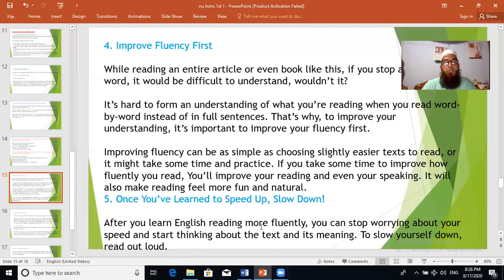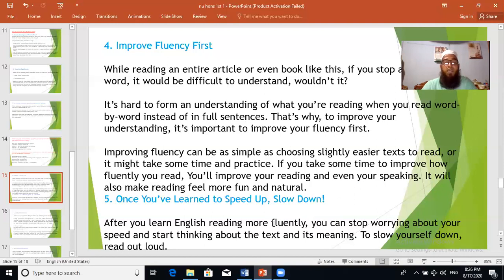After you learn English reading more fluently, you can stop worrying about your speed because you have already gained your fluency. Now you start thinking about the text and its meaning. So you see, when you have got your fluency, then you have to think about the content of the text or meaning of the text. How can you read? To slow yourself down, read out aloud. So this is one technique.